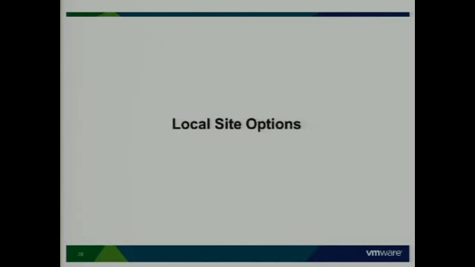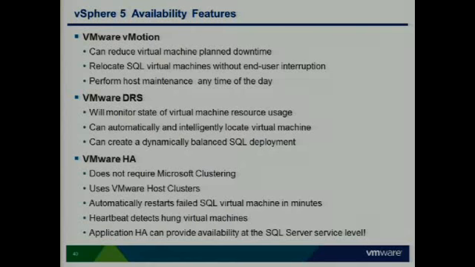Let's look at a couple of local site options, and there are 3. We can start at the basic level and use VMware features out of the box like vMotion to reduce unplanned downtime. To reduce planned downtime, DRS will intelligently monitor workloads over time and will automatically vMotion things around your ESX host cluster in order to create a dynamically balanced SQL deployment. And then VMware HA is a hardware failure recovery mechanism. If you lose the host or if the guest blue screens, HA will reboot to another host.